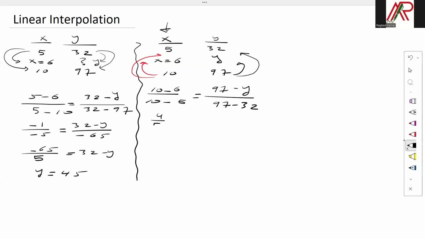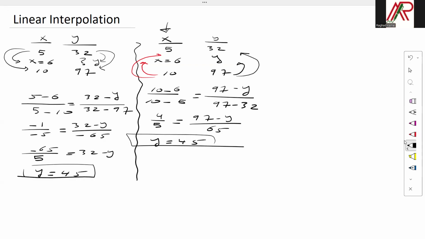Simplify it. And then we will have, you keep simplifying it, you get y equal 45. The same answer we have here. Again, the division, you have it on the left side for x. Whatever way you do it, do the same for the y side, and then you get the answer.